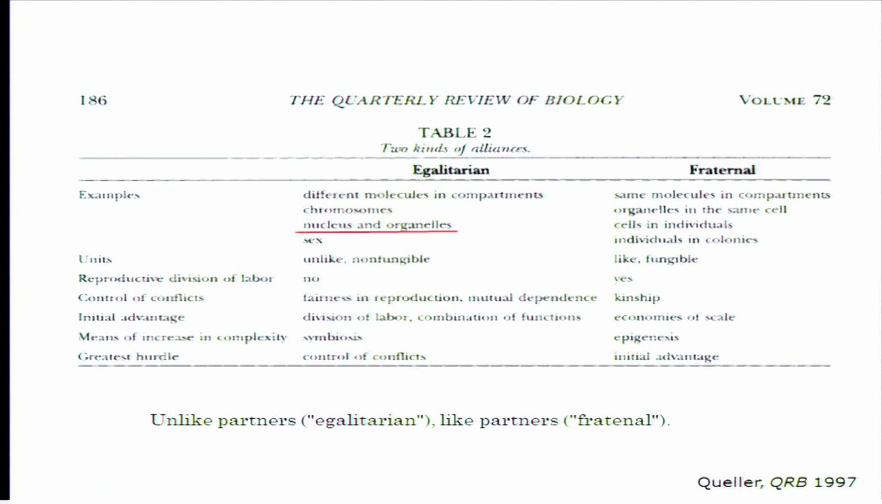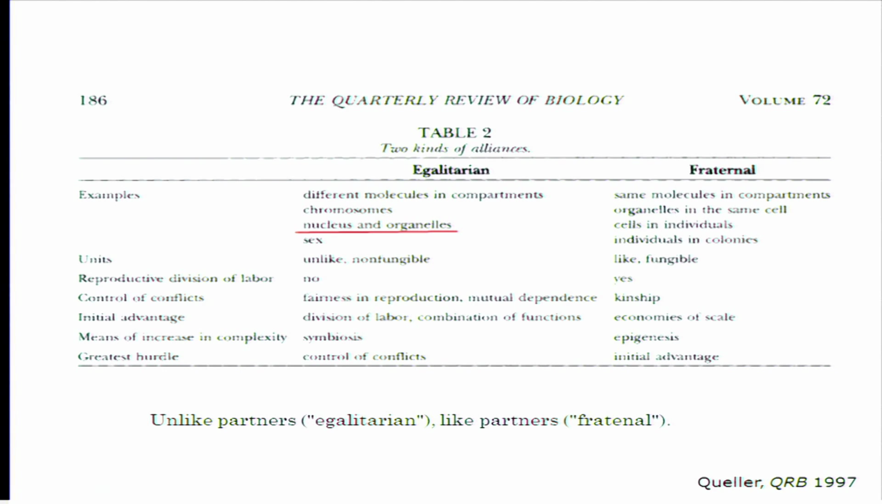The basic idea here is some transitions involve the association of like partners, and some involve the association of unlike partners, where the fraternal transitions are the ones where you have similar entities to begin with, such as the cells within a multicellular organism, who come together and form a larger unit, the advantage gained is initially just size and later division of labour.